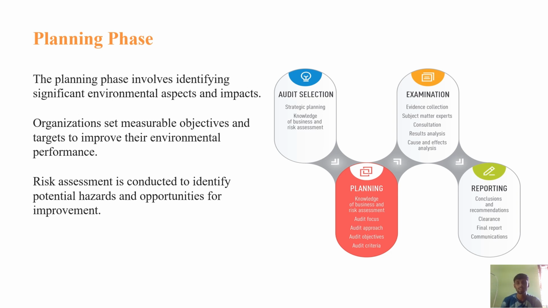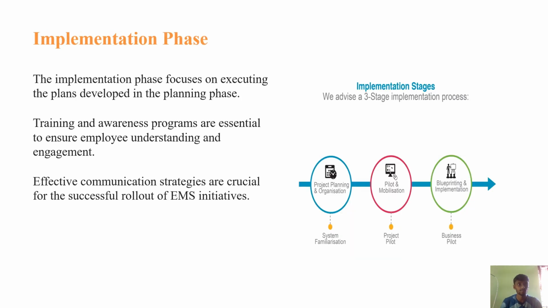Audit selection is strategy planning, knowledge of business, and risk assessment. The planning is the knowledge of business and the risk assessment, audit focus, audit approach, audit objectives, audit criteria. The examination is evidence collection, subject matter experts and consultation, and results analysis, causes and effect analytics. And the reporting is conclusion and recommendation, the clearance and the final report.